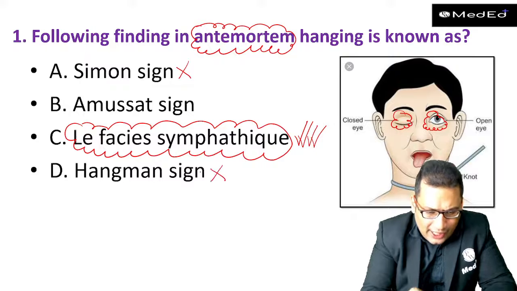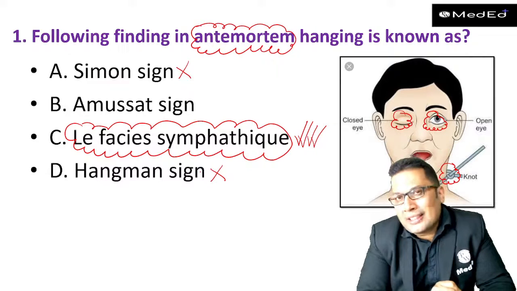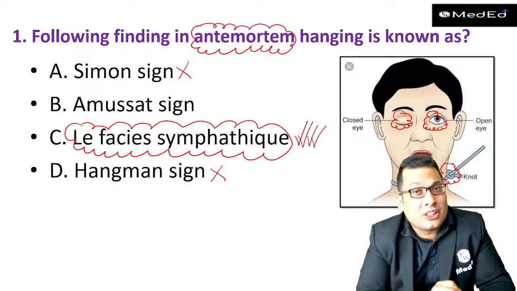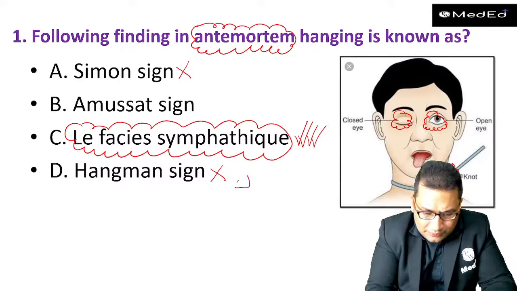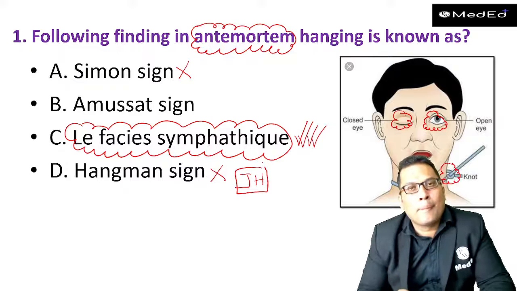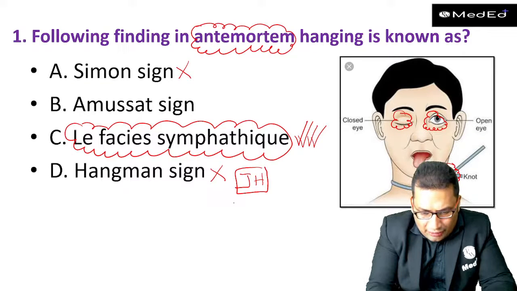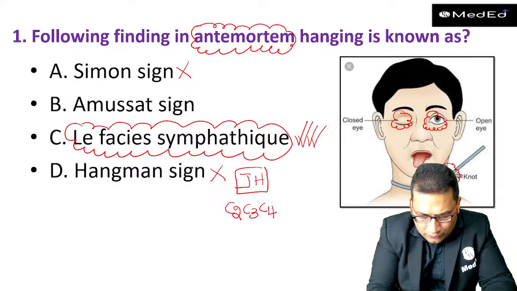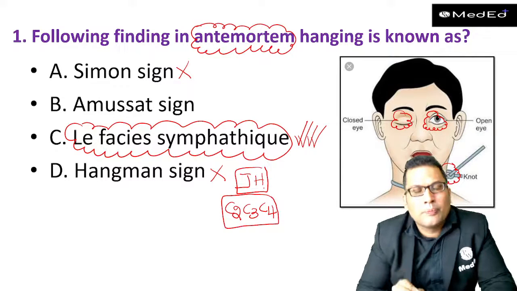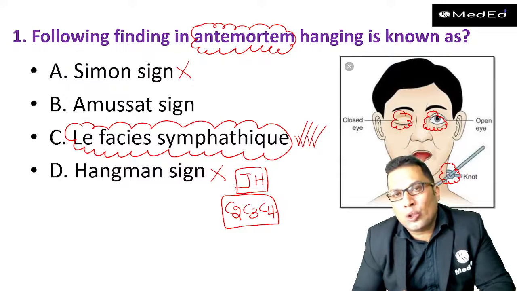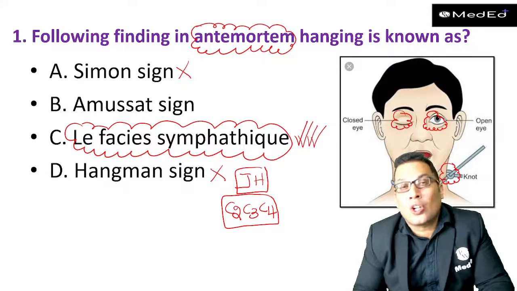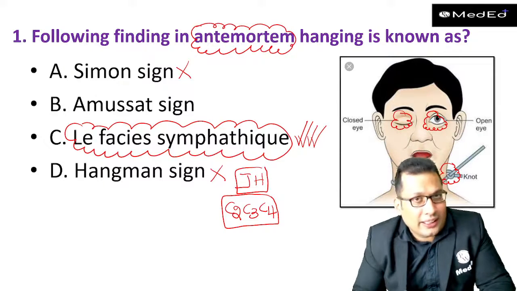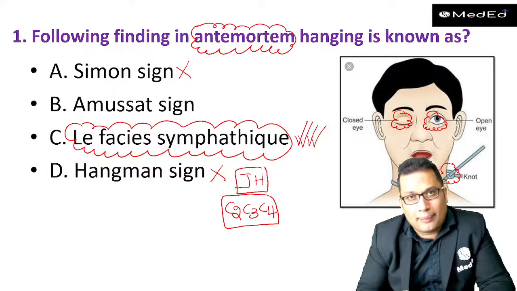Hangman sign. What is Hangman sign? Also known as Hangman fracture, it is common in judicial hanging, characterized by fracture of C2, C3 and C4. The Hangman fracture involves C2, common in judicial hanging. That can be asked in your exam.